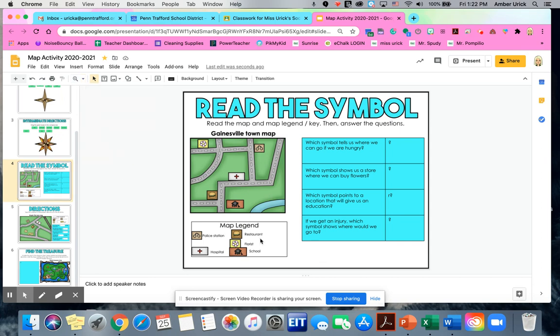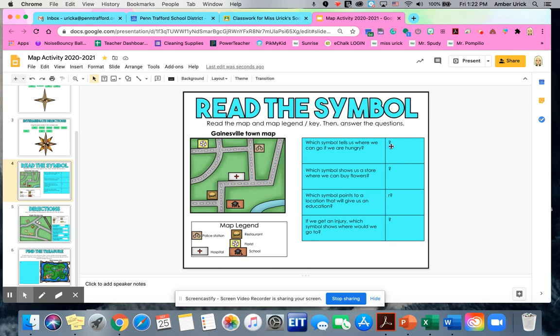So you have your map here and your map legend, right? That tells me what things mean. So I have handcuffs, which mean the police station, the hospital. I have a graduation cap that means school, a flower that means the florist where I can find a bouquet of flowers, and the hamburger for a restaurant. So there are 4 sentences here that ask me questions on where I could find certain things.